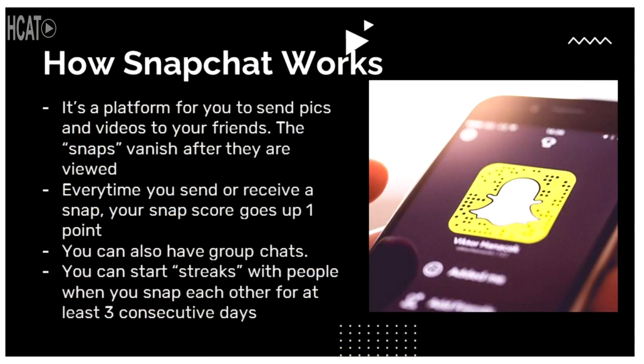Alright, so how Snapchat works is it is a platform you send pictures and videos to your friends on, and the snaps vanish after they are viewed. Every time you send or receive a snap, you have a snap score and it goes up by 1 point. And then you can also have group chats with all your friends, and you can start something called streaks, which is where you just send a snap each day to one another.